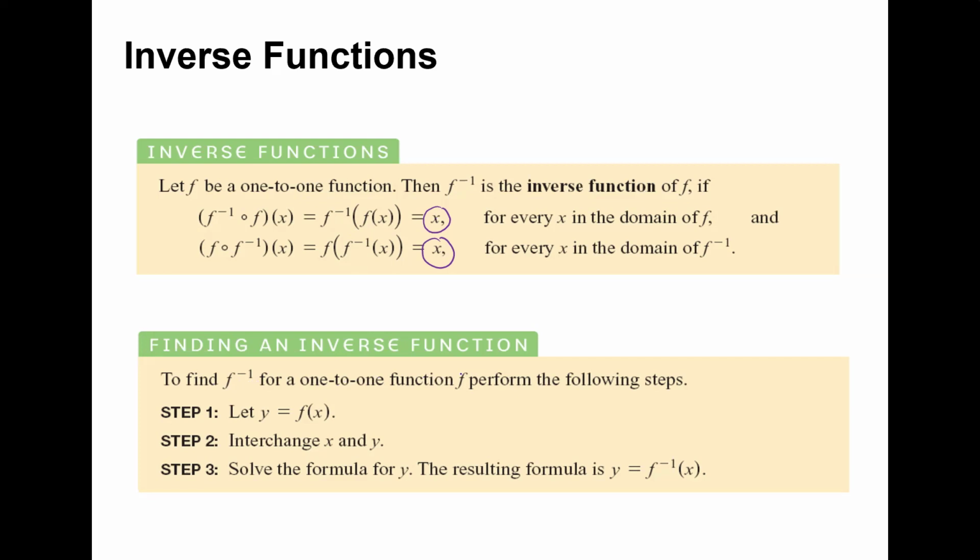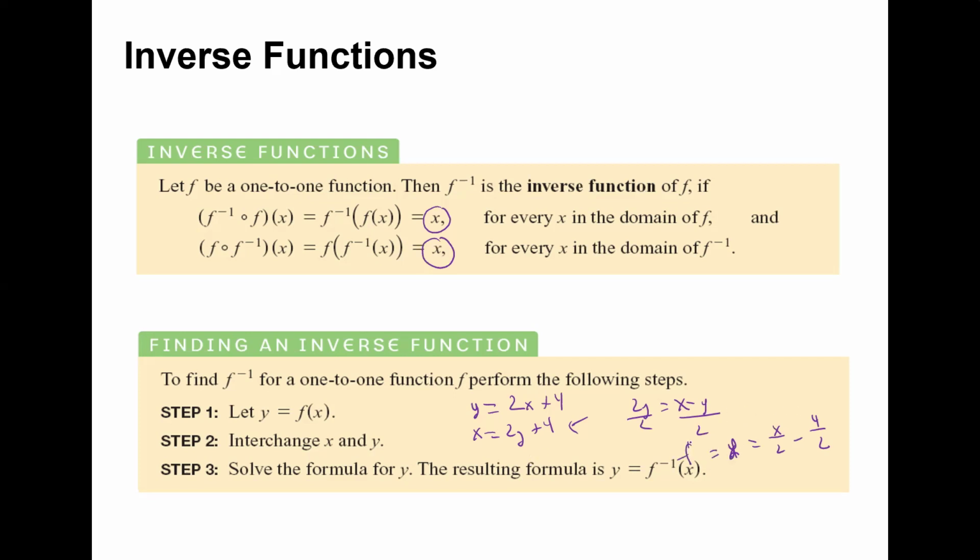Now, to find an inverse for a one-to-one function, we do the following steps. First, we let y equal f of x. Then we interchange our x's and y's. So if we had y equals 2x plus 4, then we replace x and y, so this is going to be x equals 2y plus 4. Now we solve this new formula for y, and that's going to be the inverse. We subtract 4, so we get x minus 4 equals 2y. Now we divide by 2, and so y is equal to x over 2 minus 4 over 2, or we could just put 2 in that case. Okay, so that is going to be the inverse.